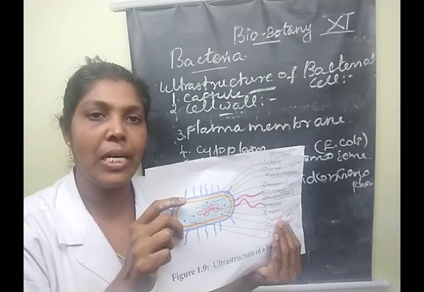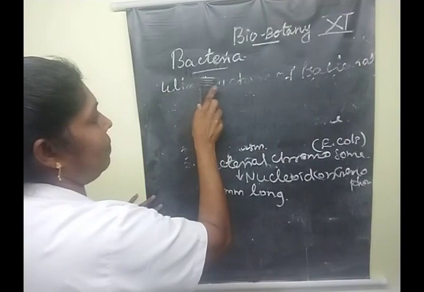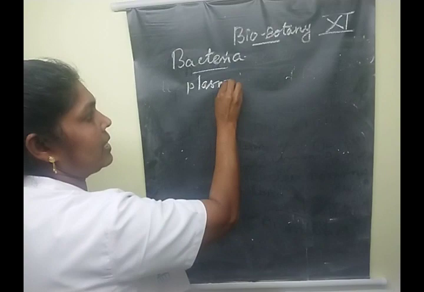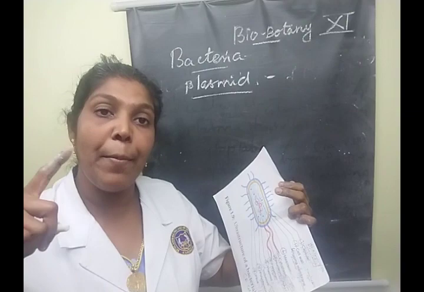Next one, learn about this: plasmids. What is a plasmid? The plasmid is a double-stranded... What is a plasmid? Very, very important. It is one of the 2 mark questions, children. What is a plasmid? The plasmid is the extra-chromosomal, double-stranded, circular element.